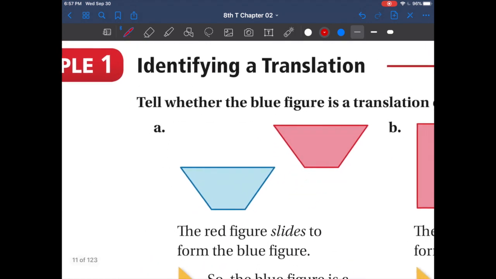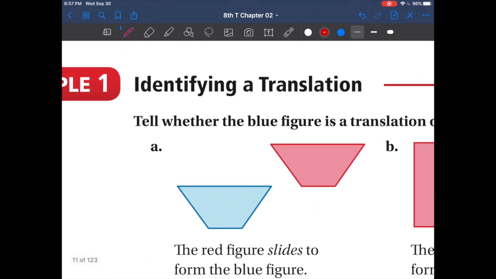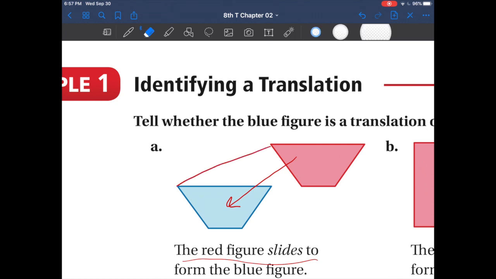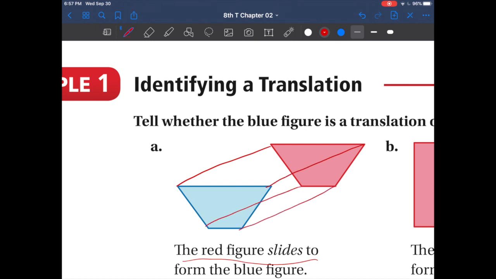So, is this one right here a translation? It says the red figure, right here. The red figure slides to form the blue figure. So it goes from here to here. So every single dot should have moved the exact same amount of spaces. So that goes there, and then that goes there. So that is a translation.